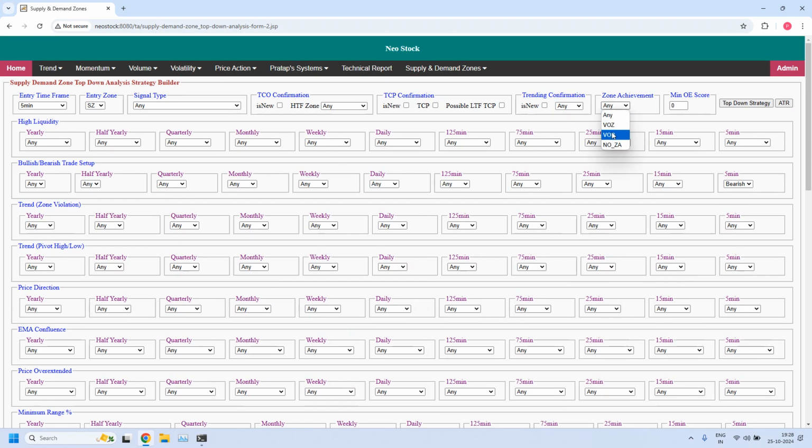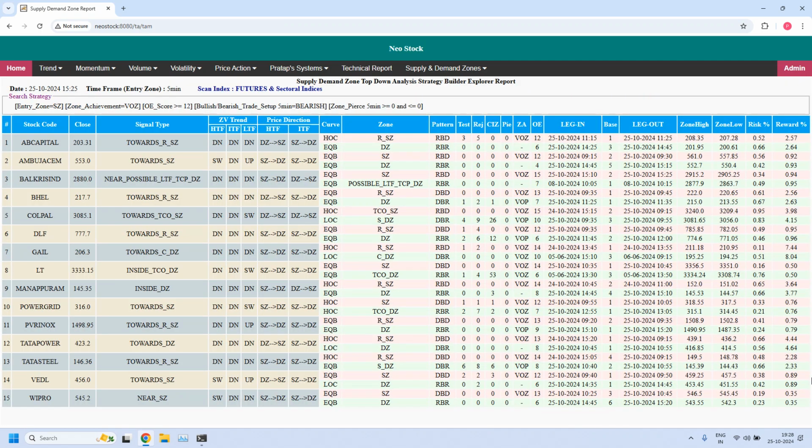Zone achievement violated opposing zone, and minimum order enhanced score 12. All the 3 filters are applied to the 5-minute supply zone. Let's verify. We got 15 stocks filtered. All these 15 stocks are currently supporting bearish trade setup for hourly income trade, that is entry time frame 5 minutes, entry zone, supply zone. 5-minute supply zone is the entry.